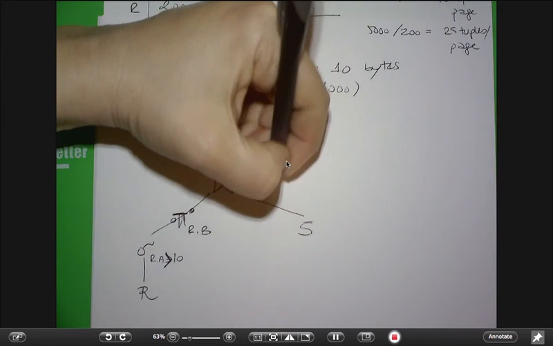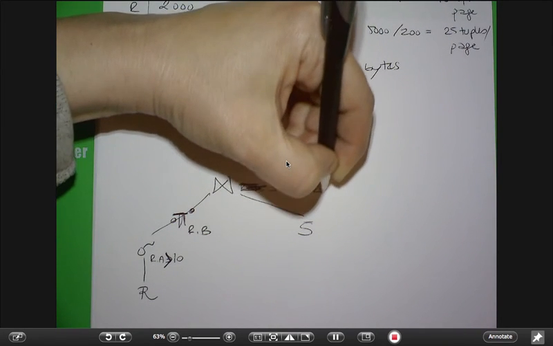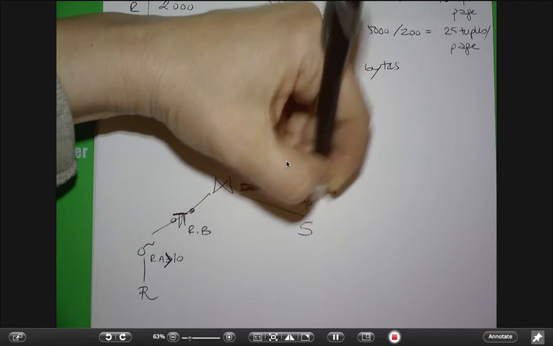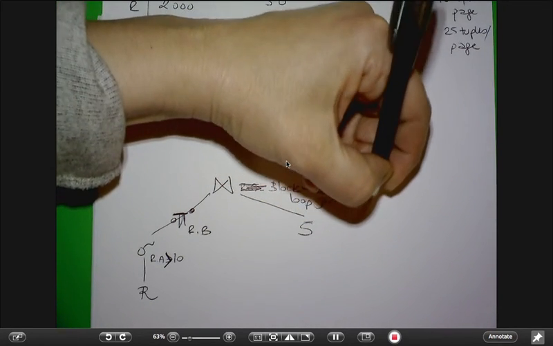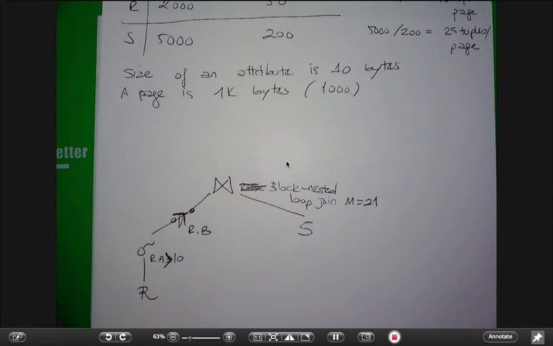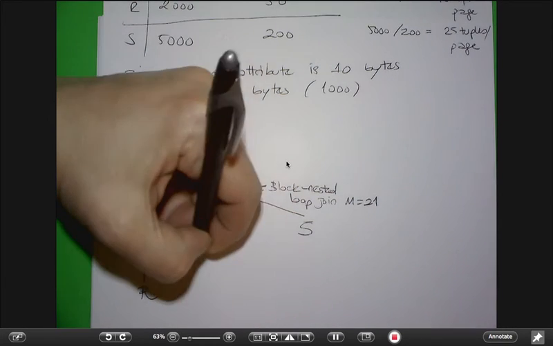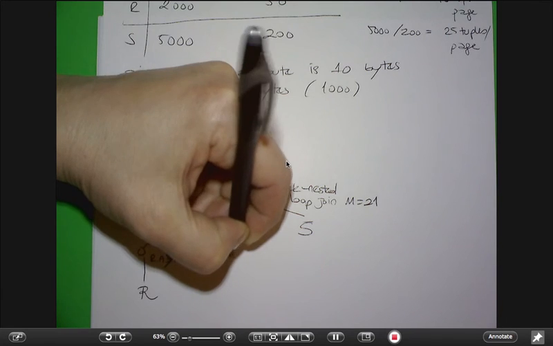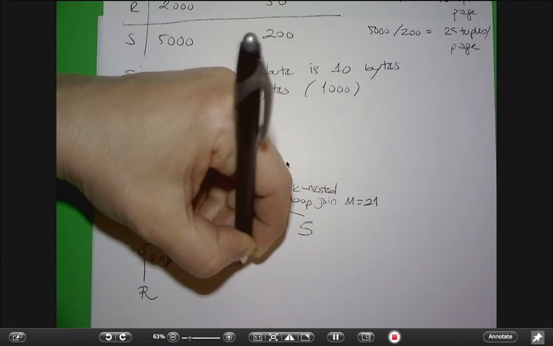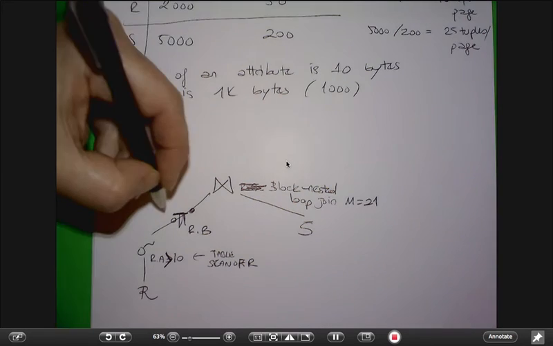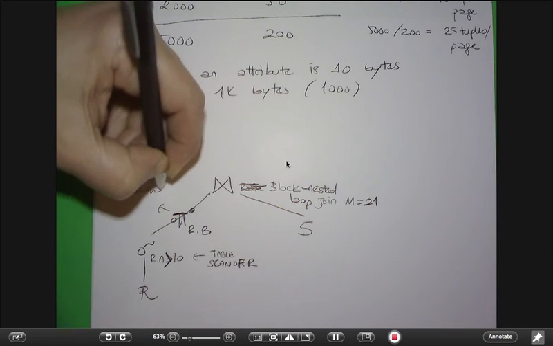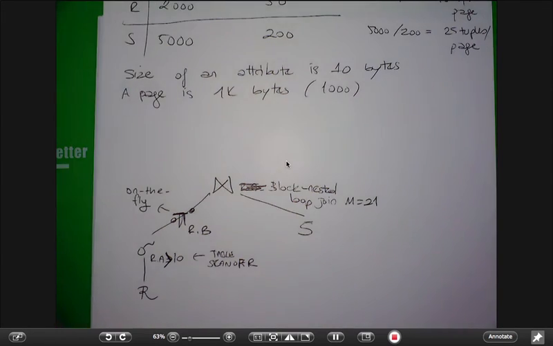So let's say this is block nested loop join. And let's say M is 21. Okay. So I'm going to first do a table scan of R. Then I'm going to do this on the fly. Then I'm going to do a block nested loop join of S, something like this, right?